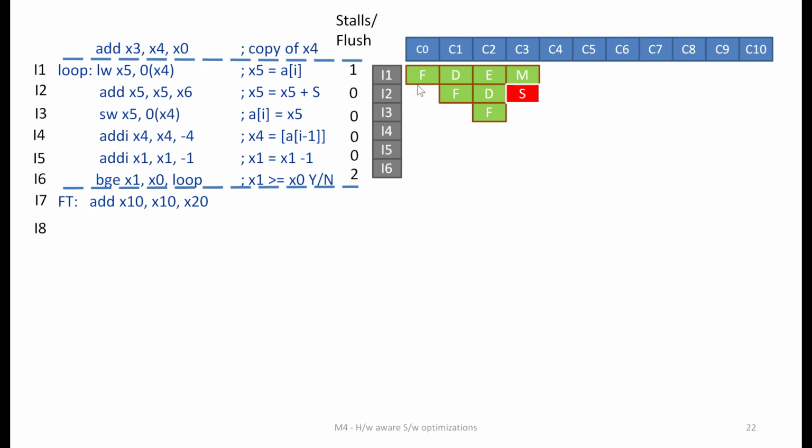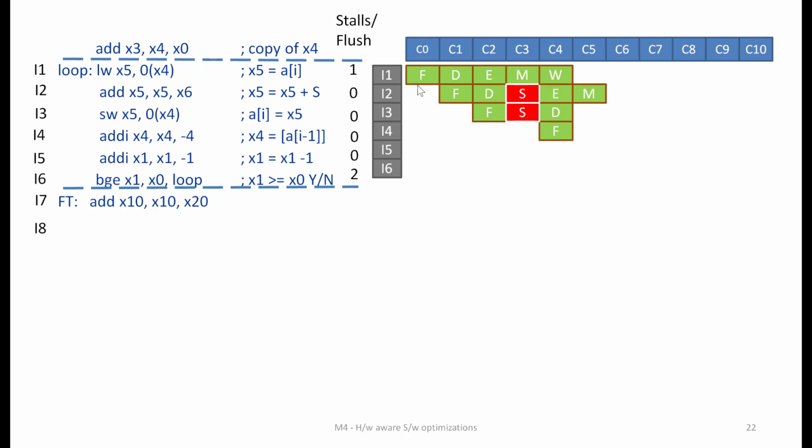Because there is a dependency, we introduce a stall. So I2 and I3 do not make any progress in C3. In the next cycle, C4, I1 moves to write back stage and now I2 progresses to execute stage and I3 progresses to decode, and we fetch a new instruction I4.